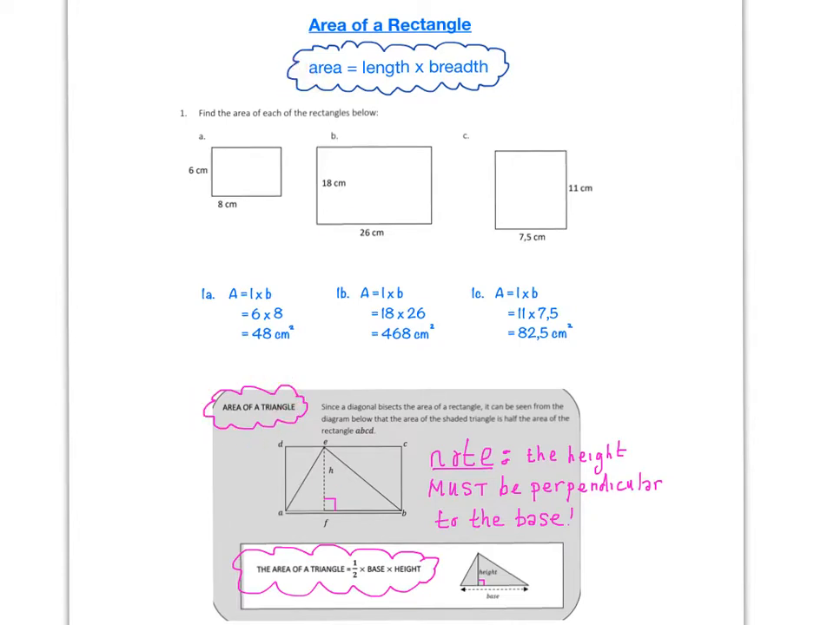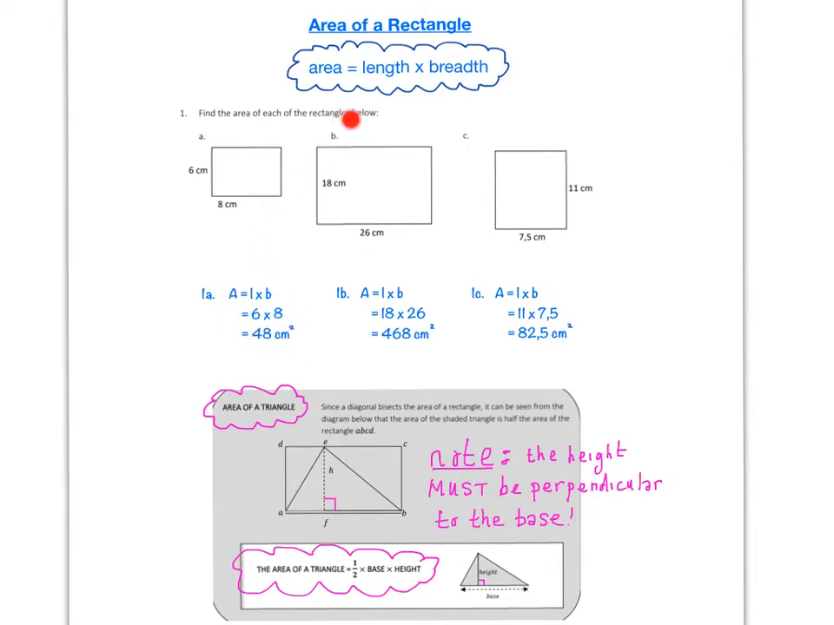So you've been working with the area of rectangles for quite a while, and we know that the area is equal to length multiplied by breadth, as long as your units are the same measure, so we've got centimeters and centimeters. All we have to do to calculate that is to use your calculator, multiply your two values together, and remember to put units squared.